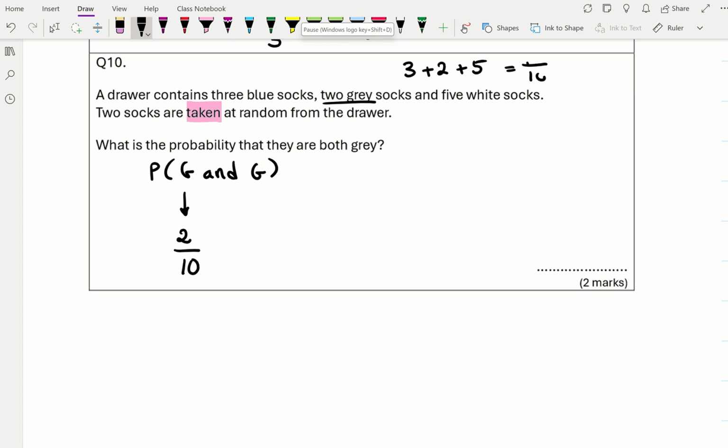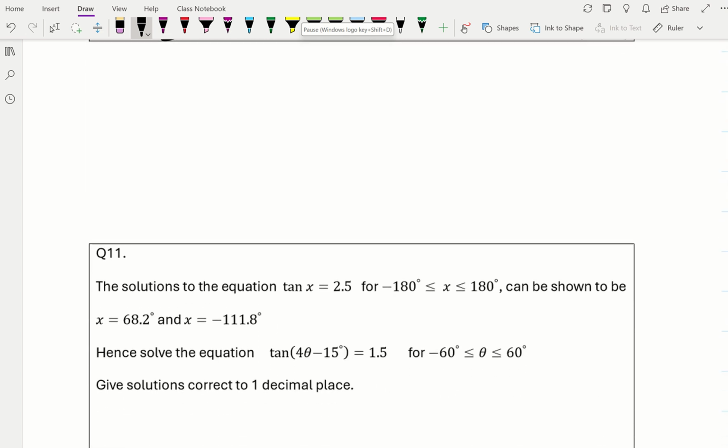So that is my denominator. Times, well, I've already taken 1 sock. So I don't have 2 socks anymore. I have 1 grey sock. And it's out of 9 socks altogether. And then you do your multiplication and you get the answer 1 over 45.